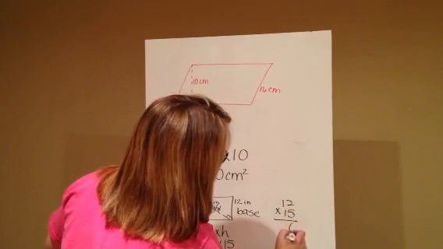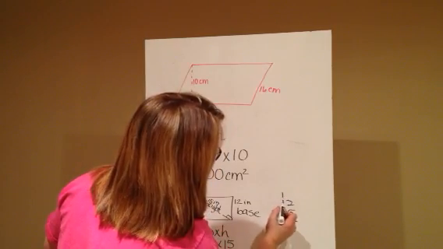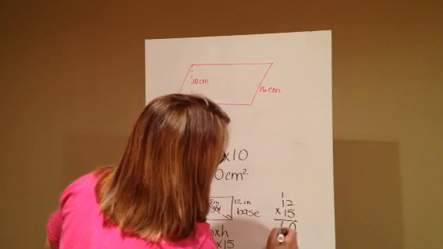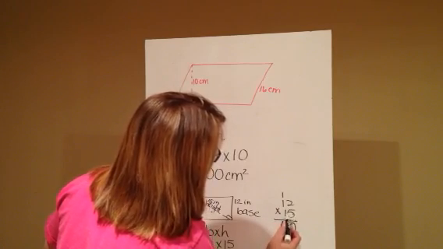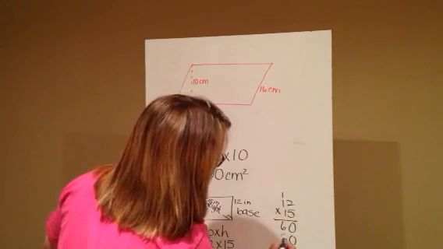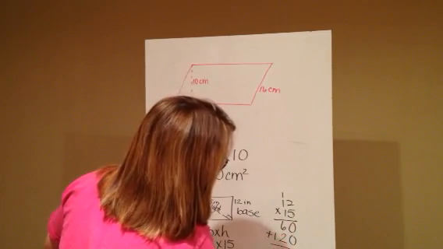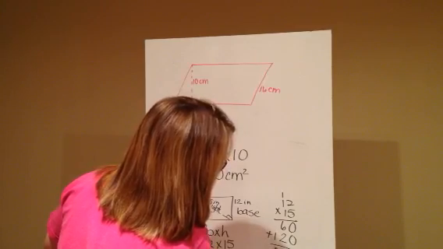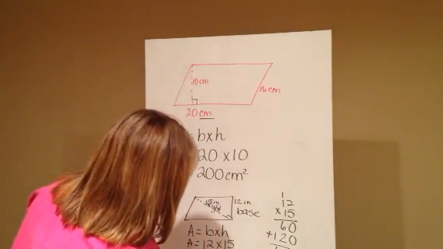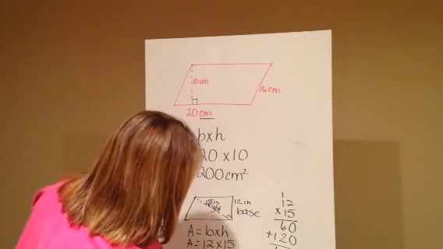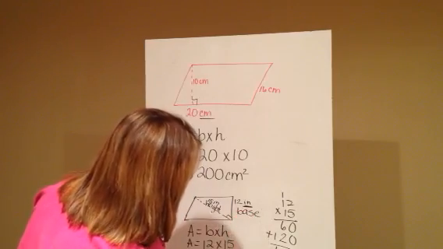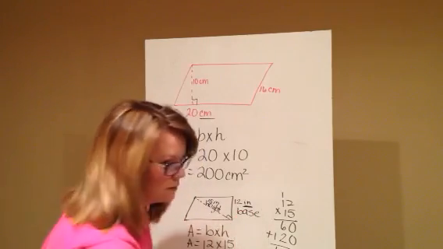5 times 2 is 10. 5 times 1 is 5, plus 1 is 6. Bring my 0 down and mark my spot. 1 times 2 is 2. 1 times 1 is 1. Add them up. Okay, so my area would equal 180. My unit is inches. Square.